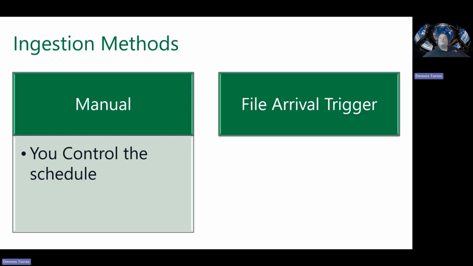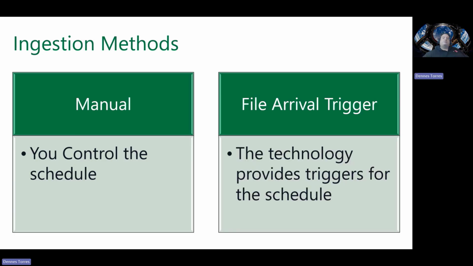I'm talking about file arrival triggers. The capability for us to trigger an event when a file arrives. So the technology provides triggers for the schedule. In this case, we may schedule the first ingestion, the call to outside, get the data, and drop the data in a storage. Then, using file arrival triggers, we can identify the exact moment when the file arrives and trigger an action to pass this content to the additional layers.